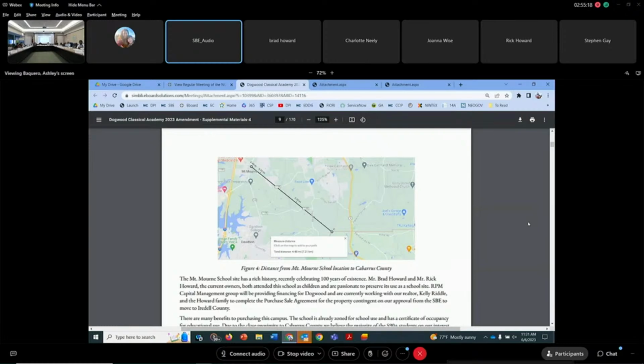But we do have quite a few families that are in Harrisburg and in those other communities. But a lot of them have already let us know that they're continuing to support us and that they would make that drive to support the school.